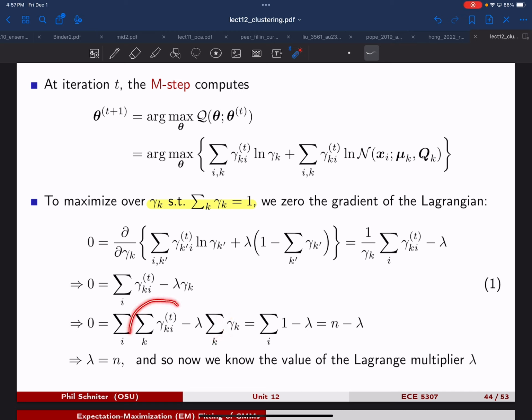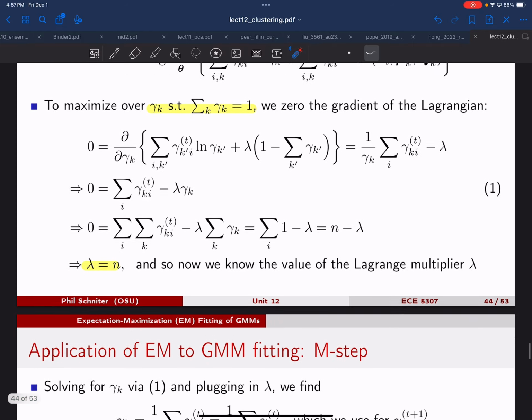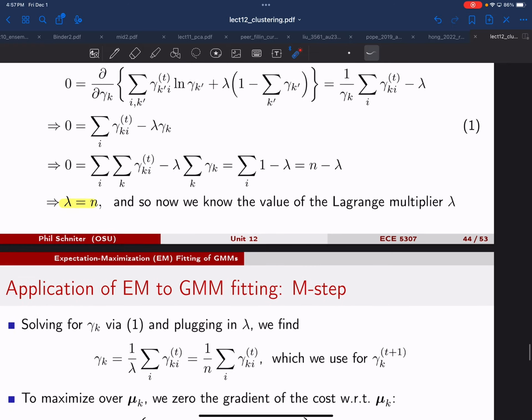Furthermore, due to the form of those other guys, they also sum to 1 over k. So that means this whole thing turns into 1. Now we can see exactly what lambda is. Lambda must equal n. Now that I know what lambda is, I can essentially plug it into here, and I can figure out the rest of the variables. Okay, so let's see exactly how we do that.